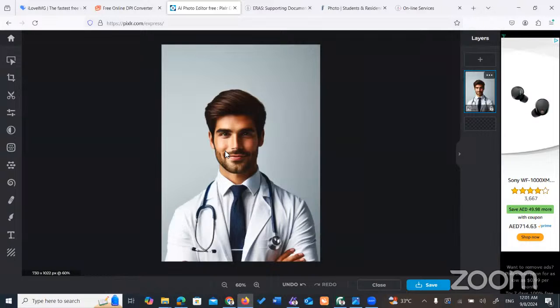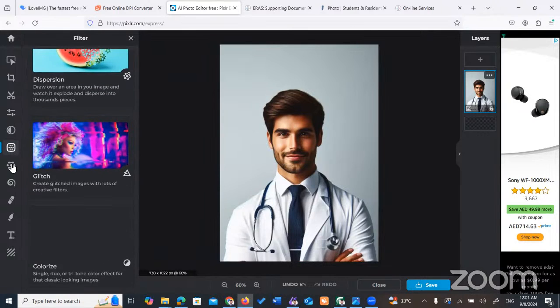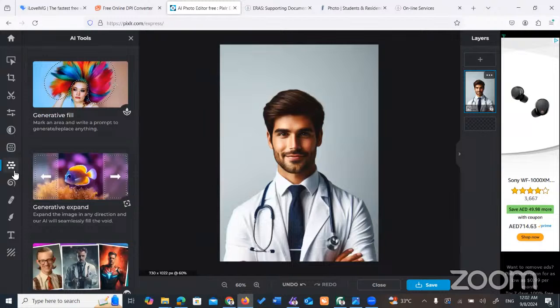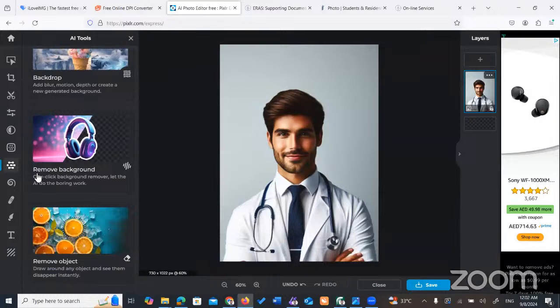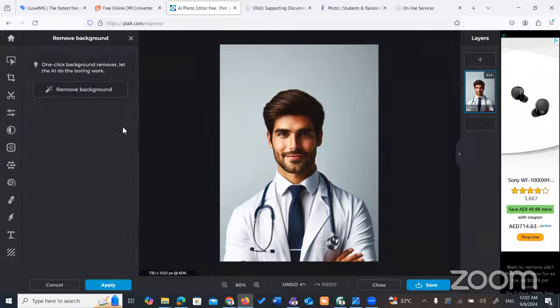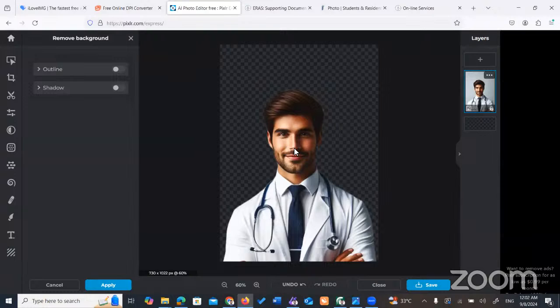The next step is, for sure, you sometimes want to change the background. You may want to keep a light gray color, or a white color. So you go to the AI tool here, filters, and then you go to this AI tool. You find background, remove background. So now you can click on this, and then click on remove background, and then you'll have the background removed.